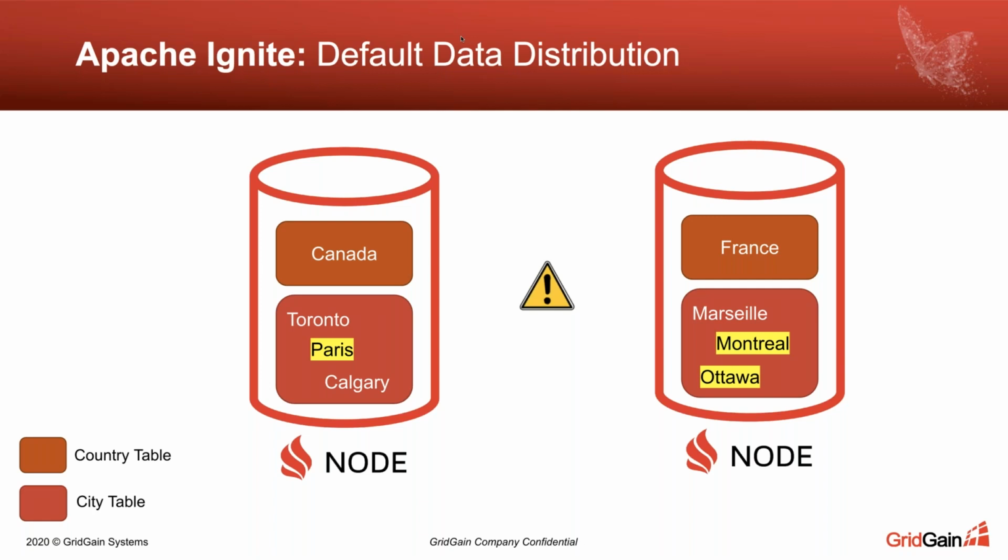And France is on another node, and again, the left node has rows for Toronto and Paris and Calgary, and the right node has the rows for the cities. As you can see, the rows that have the yellow background are in the wrong place. They're not collocated with the countries. So Montreal and Ottawa are basically on the same node where the France row from the country table is.